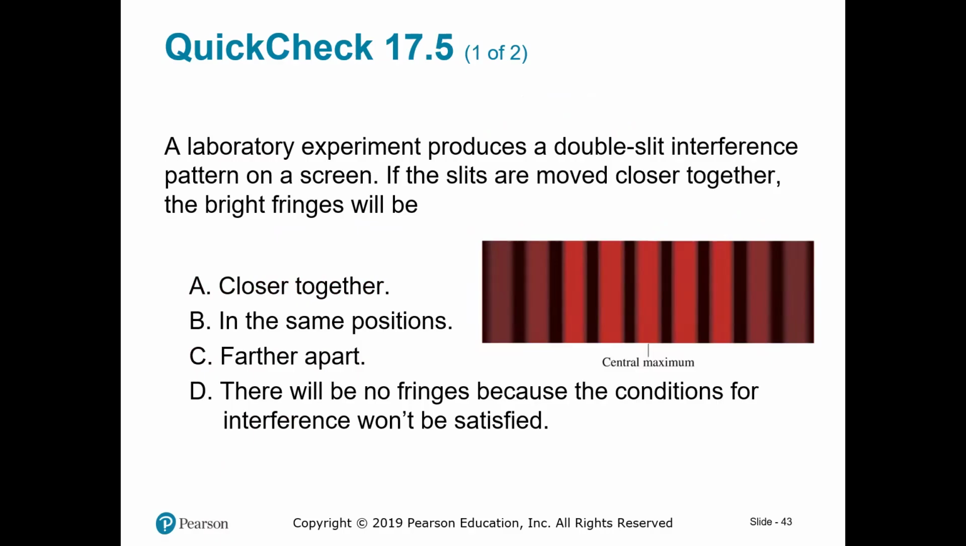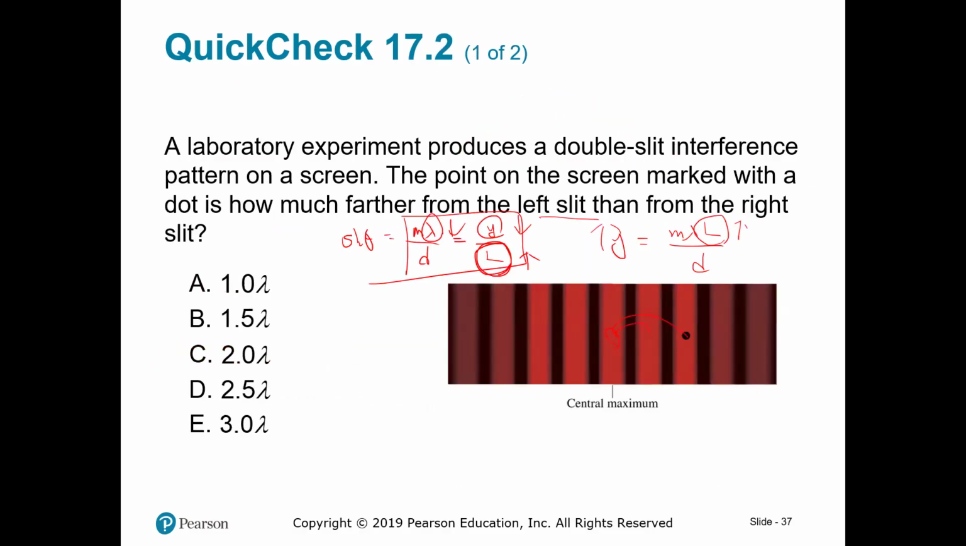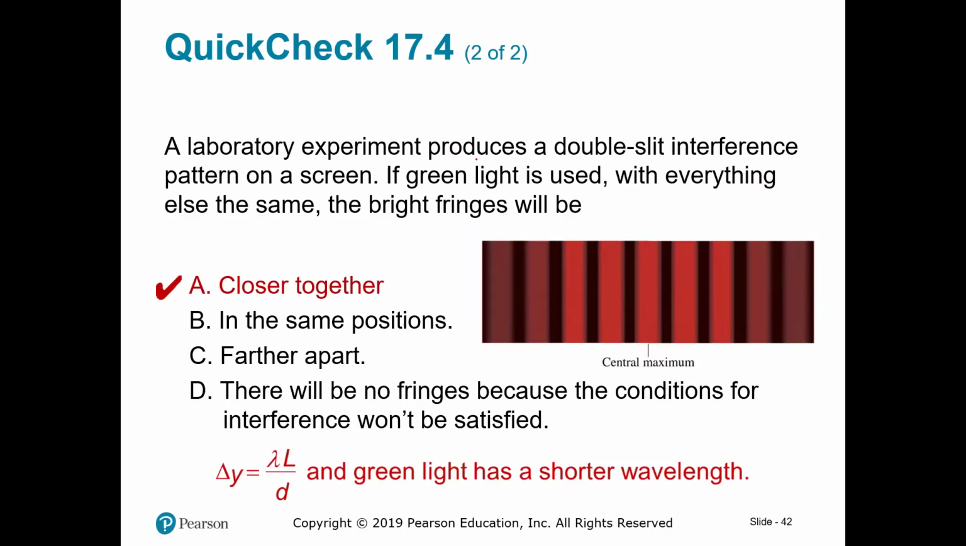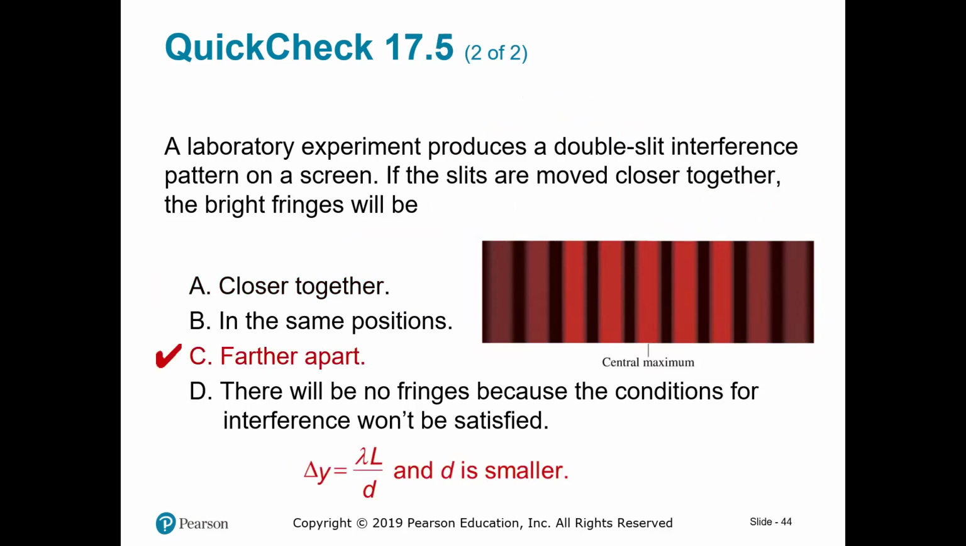And another question, the slits are moved closer together. So now we change d, right? Then what will happen? If you change d, d gets smaller, because this is in the denominator, y will increase, right? Y will increase, further apart, right?